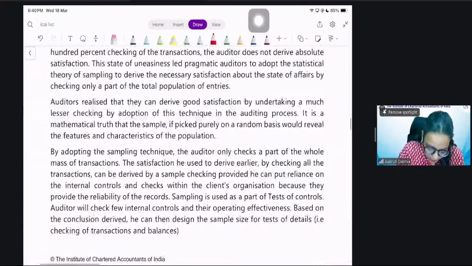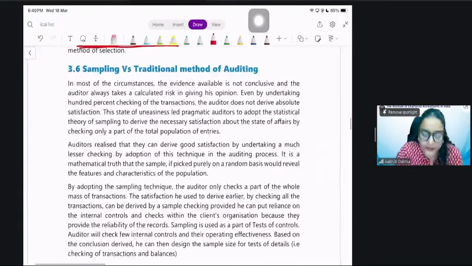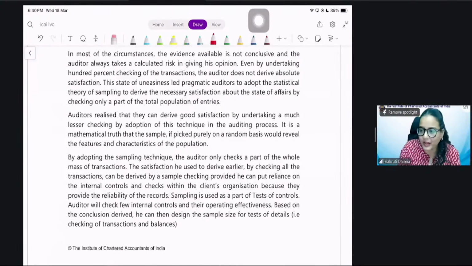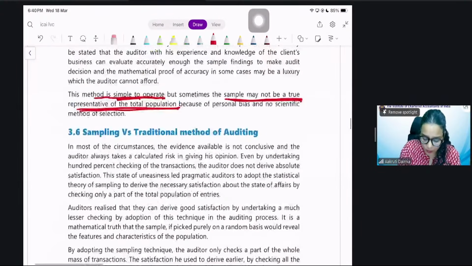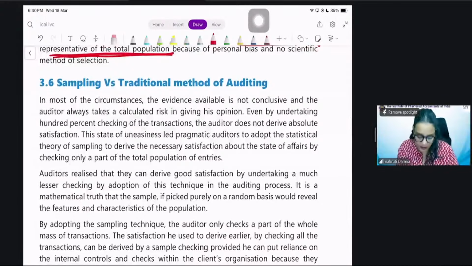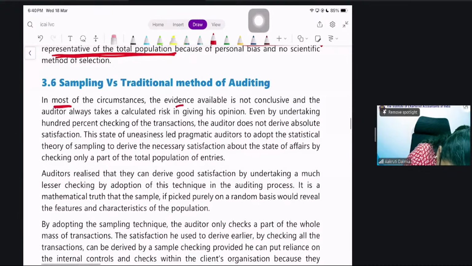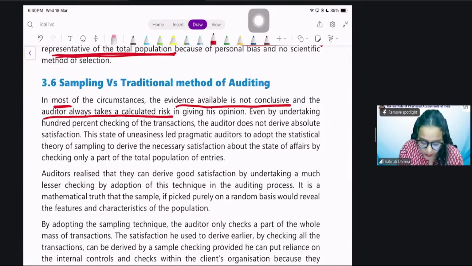Sampling versus traditional method. This again I have explained to you fully. So this you can read on your own. There's nothing much here, but just few specific things that I'd like to point out for you. So evidence, in most circumstances, evidence available is not conclusive. An auditor always takes calculated risk.